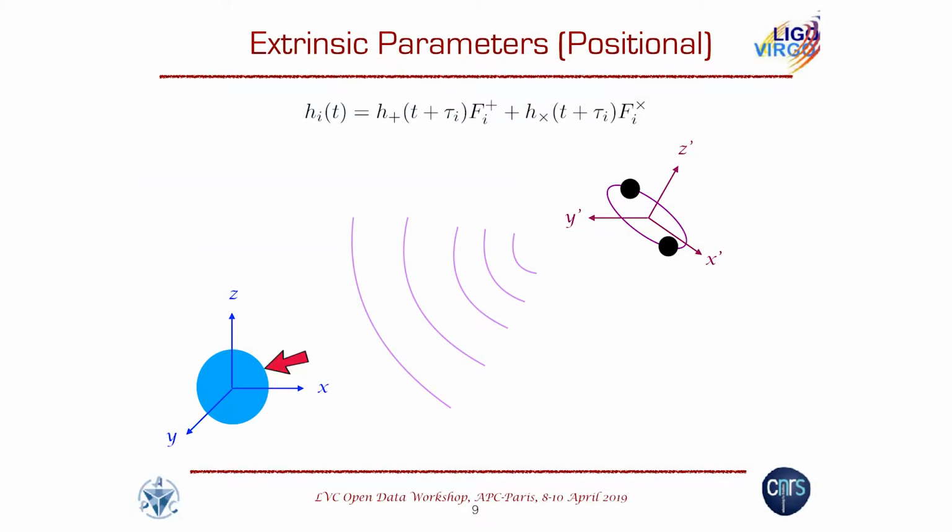So I'm going to set up a coordinate system here on the Earth and a coordinate system on the emitting binary, which is sending gravitational waves towards the Earth. And as we go through, you'll see that the parameters either appear in the polarizations or in the antenna response functions, but they never appear in both at the same time. So we can define the parameters as being either extrinsic or intrinsic.